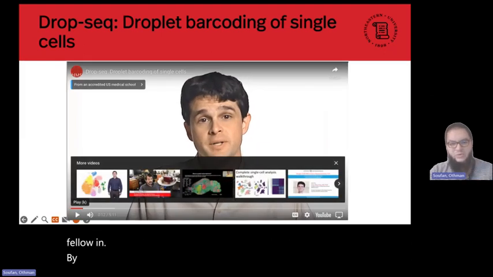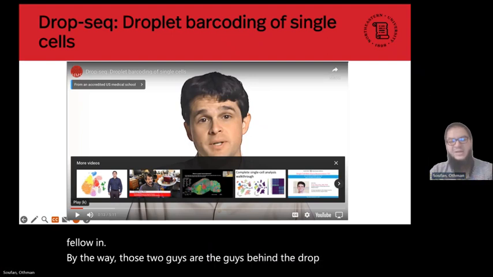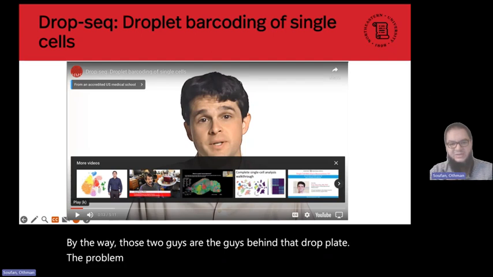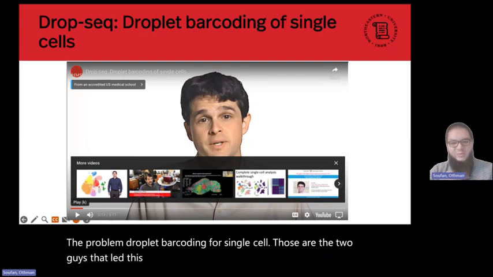By the way, those two guys are the guys behind the droplet barcoding for single cell. Those are the two guys that led this discovery and pushed the single cell sequencing.